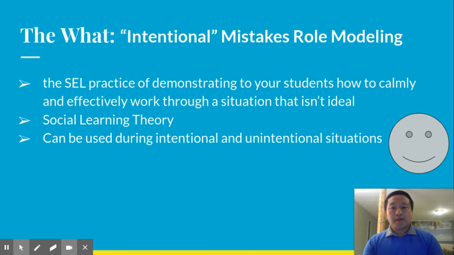So the what? Intentional mistakes role modeling, by my definition, is an SEL practice of demonstrating to your students how to calmly and effectively work through a situation that isn't ideal. So I put air quotes as intentional because, at least for me, mistakes are happening all the time at a more frequent pace. But it is good for us to practice, whether they're intentional or unintentional, how to work through them without having a major experience.